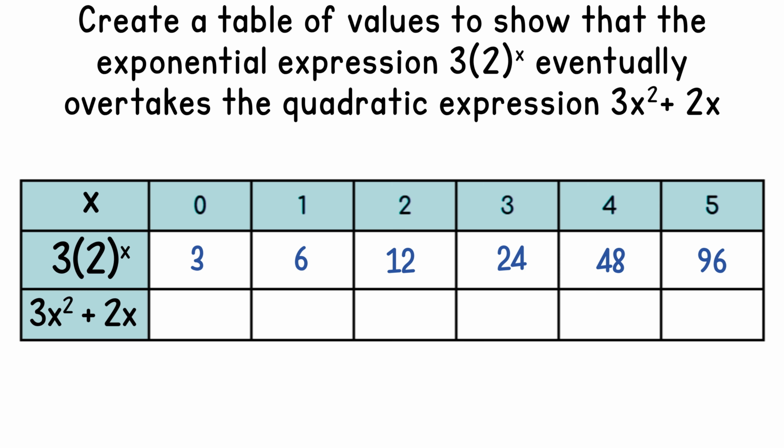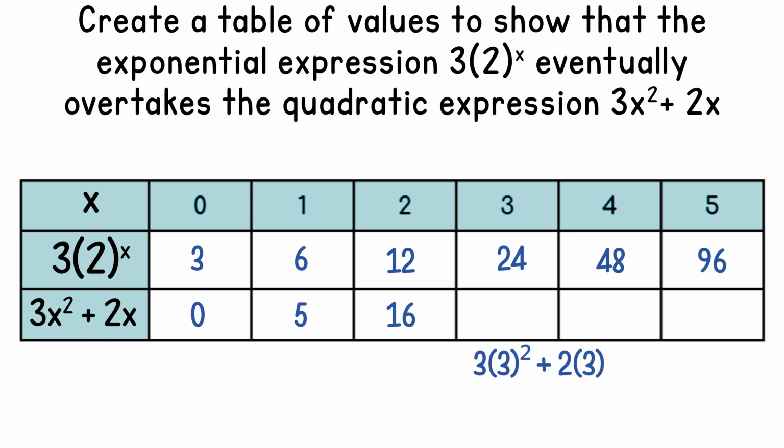Now let's look at the quadratic expression of 3x squared plus 2x. We'll replace x with 0, and 0 squared is still 0. So adding 3 times 0, which is 0, and 2 times 0, which is also 0, we would just get a value of 0 for that one. Now let's replace x with 1. 1 squared will give us 1, and multiplying will give us 3 plus 2, so we'll have a value of 5. Now let's replace x with 2. 2 squared gives us 4, and multiplying gives us 12 plus 4, or 16.